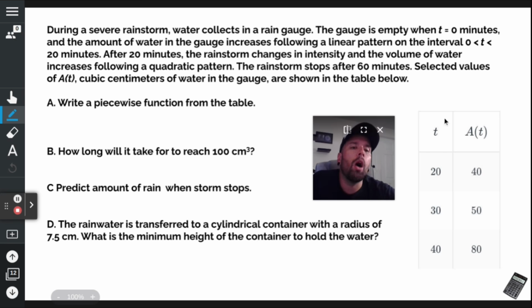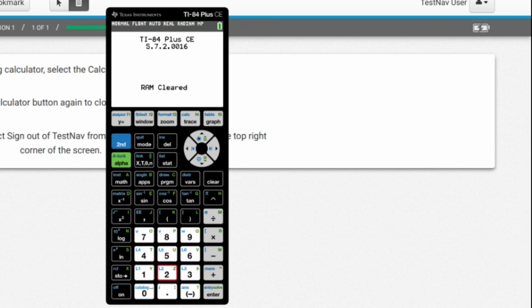Okay, so up until 20, it's linear. And after 20 to when it stops, which is going to be 60 minutes, it's quadratic. So I need to make a piecewise function where up to 20, I get linear. And between 20 and 60, I get something that's quadratic. That requires a graphing calculator. I'm going to use a graphing calculator. Be right back. Well, this isn't going to be fun at all.